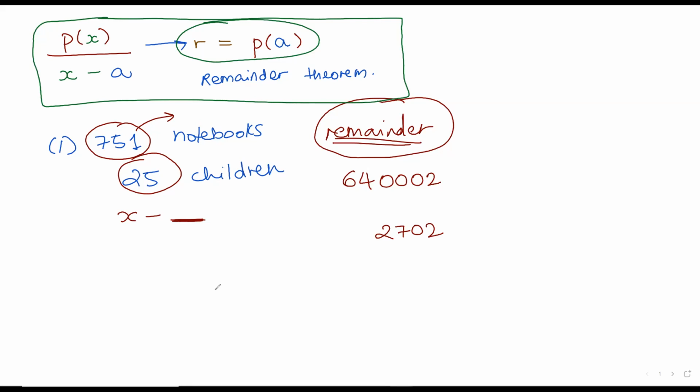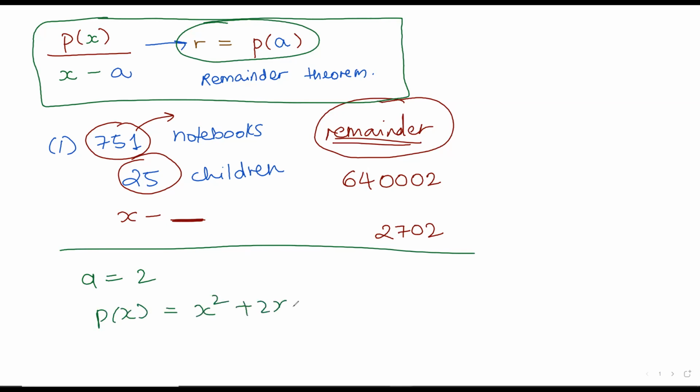Okay, just a minute. Let me give you an example. Let's say my A is 2 and my P of X is x square plus 2x plus 8. Okay. So what is my P of A? So over here my A is 2 and my P of A will be what? Yes, Mridula?